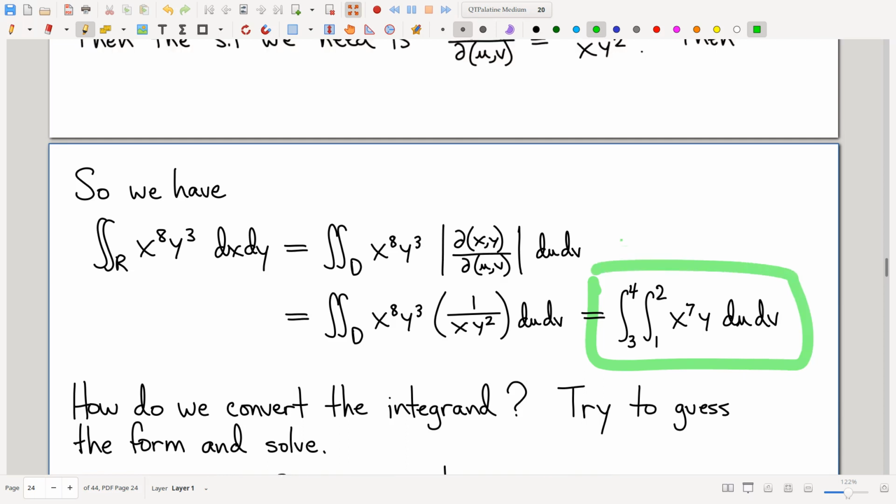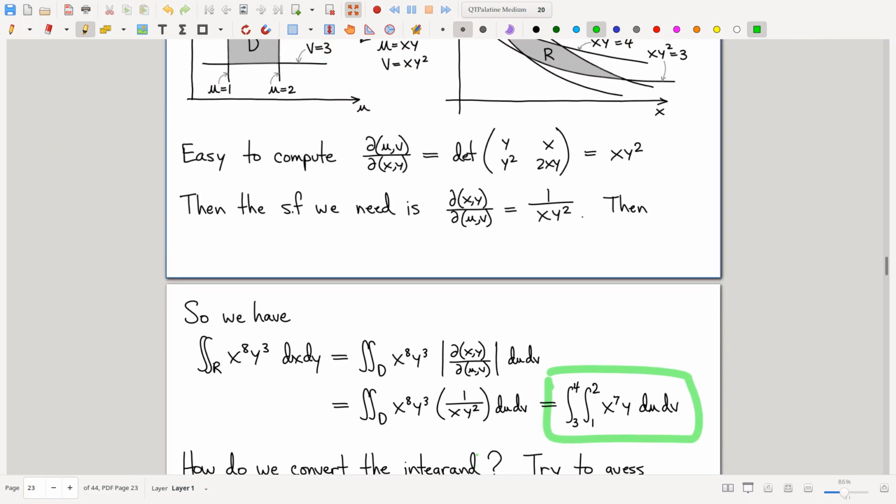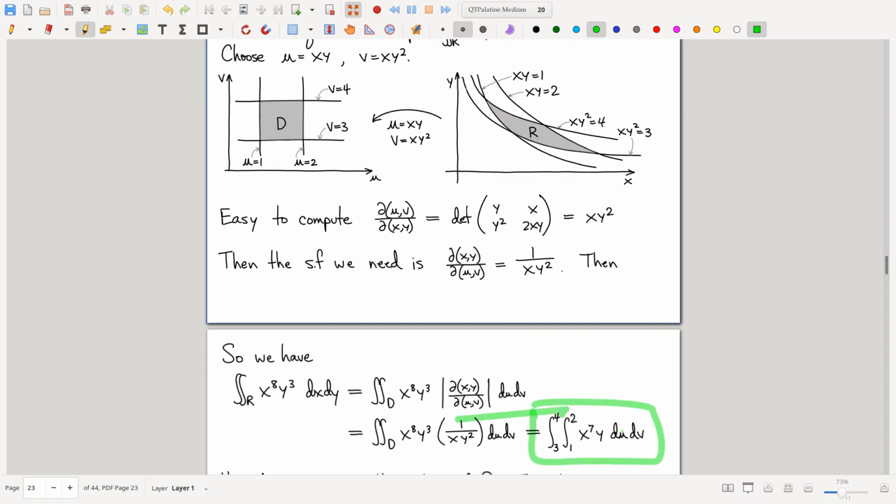And the only bad news about this new integral, whoa, what happened there? Oh my gosh, what's going on here? My pen just went crazy for a second. I'm in the UV plane. But notice the integrand is in terms of x and y. I need to plug in for x and y. I don't have formulas for x and y. That's the whole reason we got here in the first place. So I'm going to have to figure out how to rewrite this integrand.